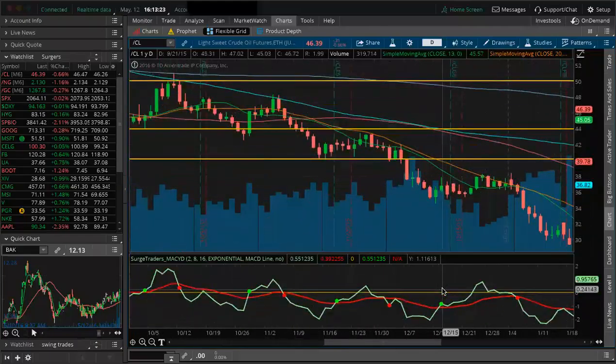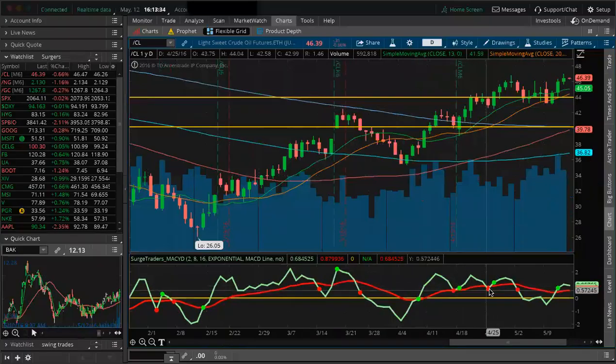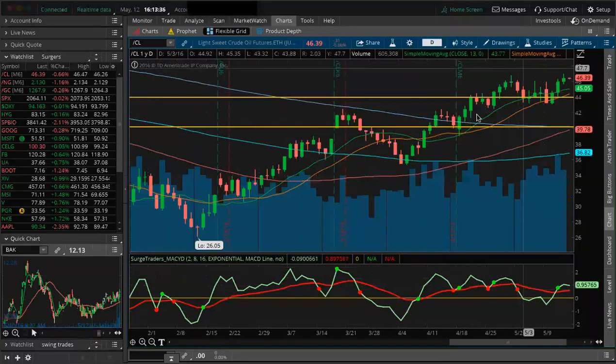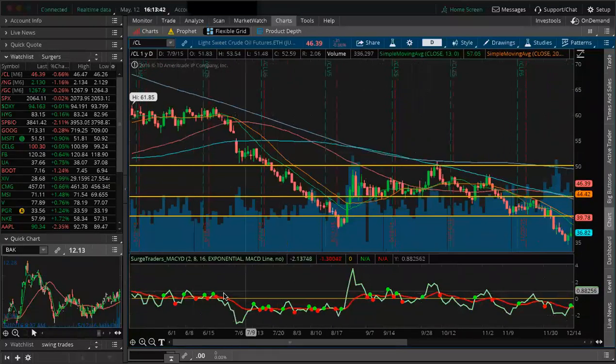Let's get a better example of the bullish one. Here's a bullish cross, much bigger gap. Here's a tiny bullish cross, much bigger gap. Tiny bullish cross, much bigger gap. And this is because it's above the zero line. So that's what you want. You want to have a double bearish or a double bullish.